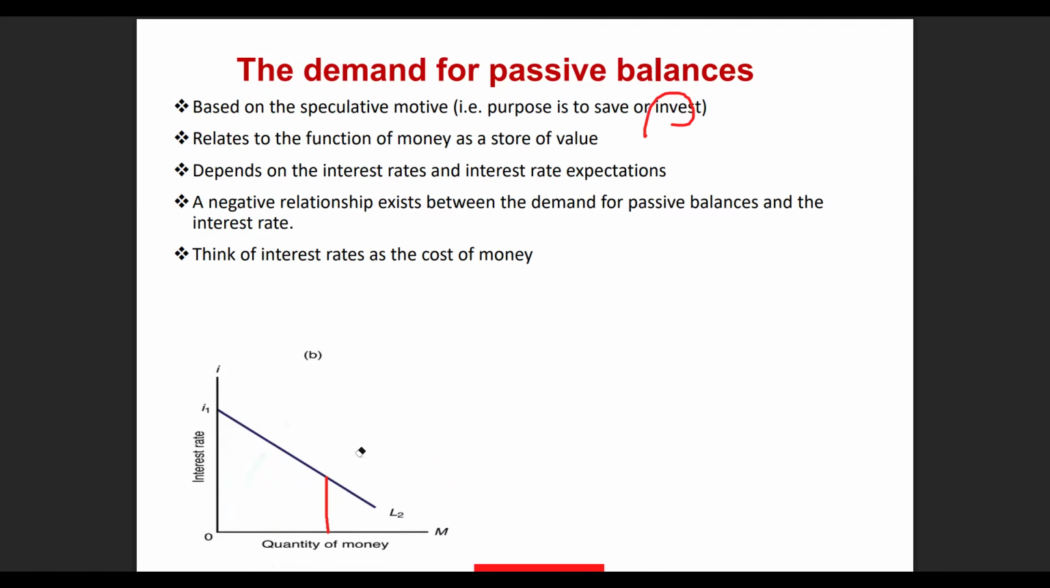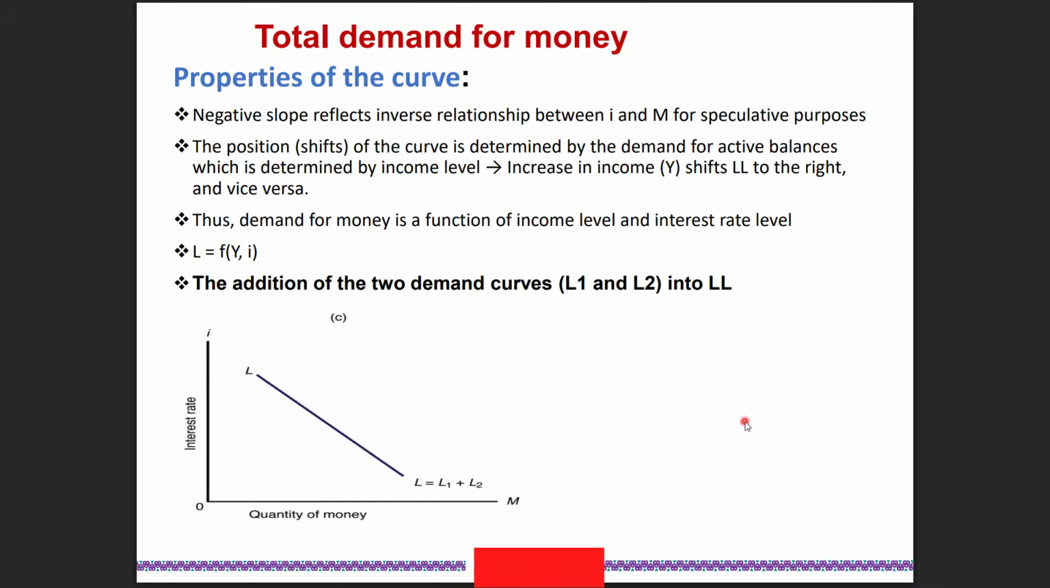We didn't want to save it, but invest it. So we have total demand for money. Remember total demand, that is where we have your active balance and your passive balance, which consist of transaction motive, speculative motive, and precautionary motive, right?